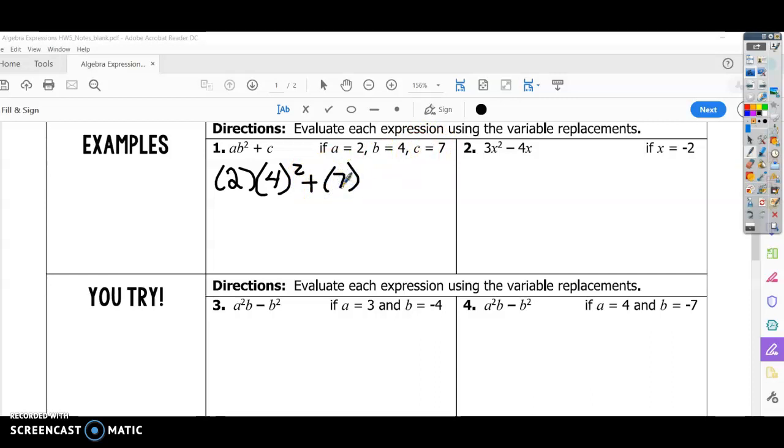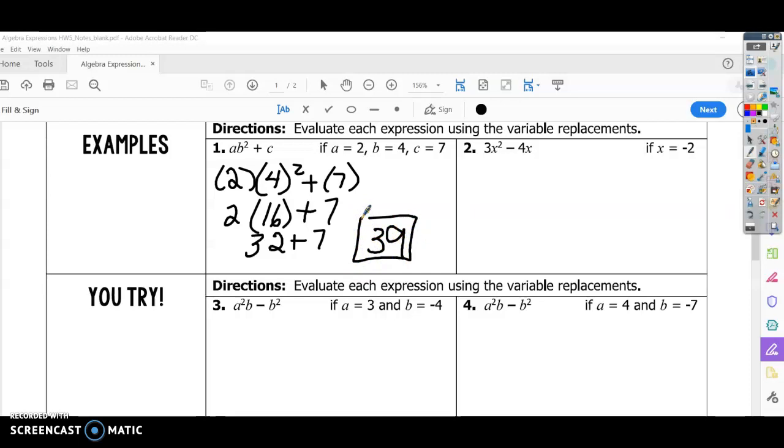Now order of operations says I do parentheses first, then exponents. So I'm going to bring down my 2. 4 squared is 16, and then plus 7. 2 times 16, multiplication comes before addition. So I'm going to do 2 times 16, which is 32. And then plus 7 is 39. So when I simplify this expression, I get 39.